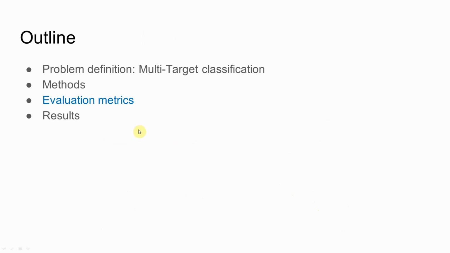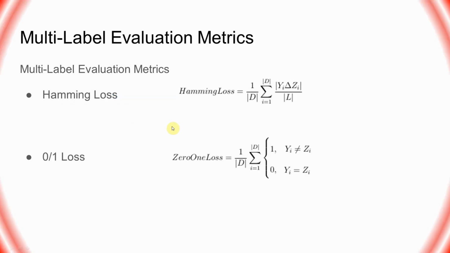So now let's take a look at the evaluation metrics. I picked 2 of the most important evaluation metrics specific to the multi-target problem to discuss, and that is what we want to take a look at. One is called Hamming loss, the other one is called 0-1 loss. Hamming loss is an interesting one for the multi-target problem. Since we predict multiple labels, we want to see how many of those are correctly predicted.